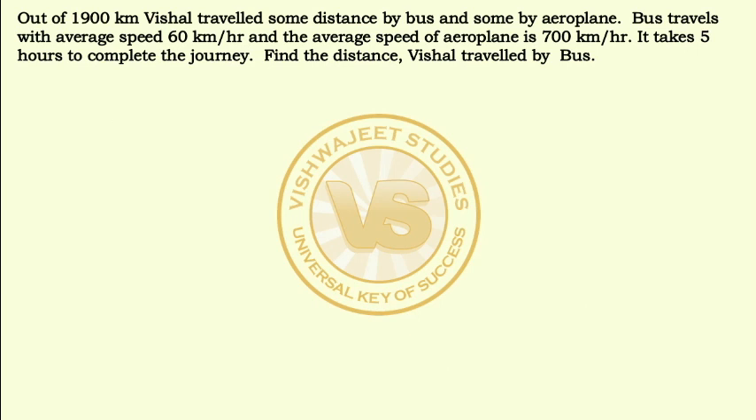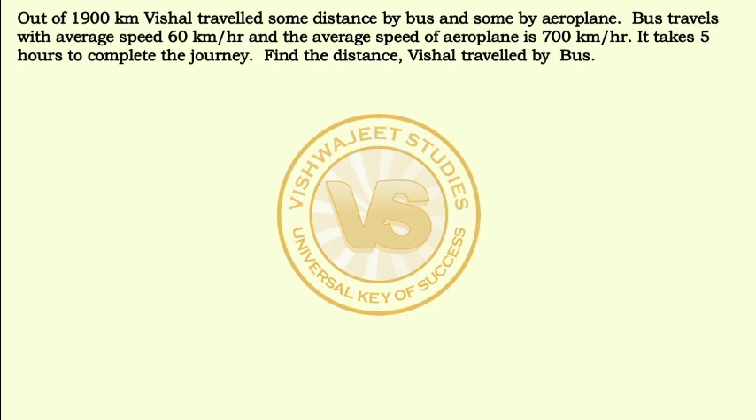Our next example is: out of 1900 km, we shall travel some distance by bus and some by aeroplane. Bus travels with an average speed of 60 km per hour and the average speed of the aeroplane is 700 km per hour. It takes 5 hours to complete the journey. Find the distance we shall travel by bus.